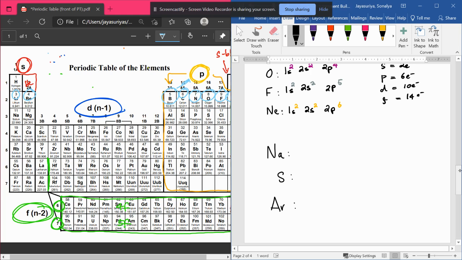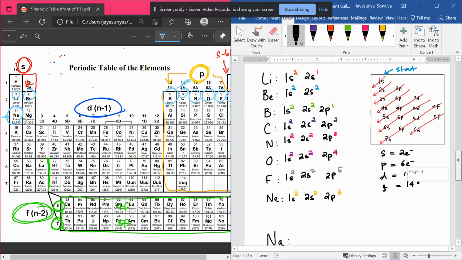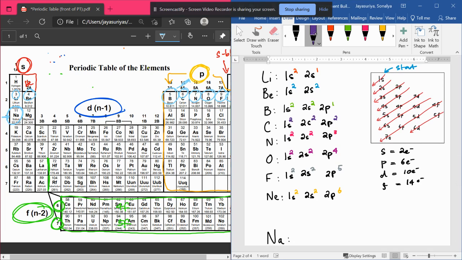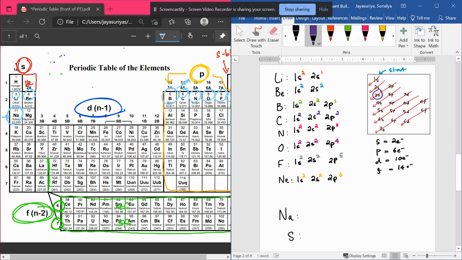The location of sodium is right here. It's in the third period, in the third row in the S block. So my stopping point for sodium is 3s right here. Okay, so if the stopping point for sodium is 3s, I have to do 1s, 2s, 2p, and then 3s.